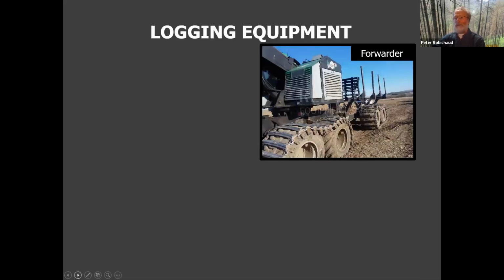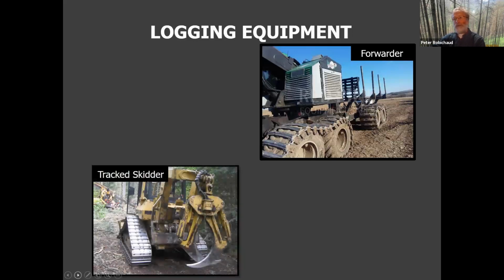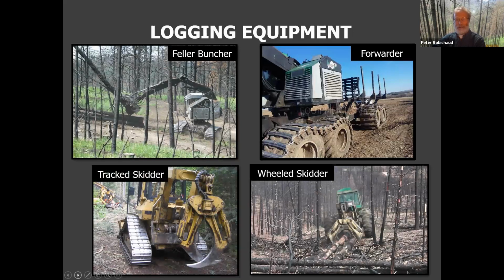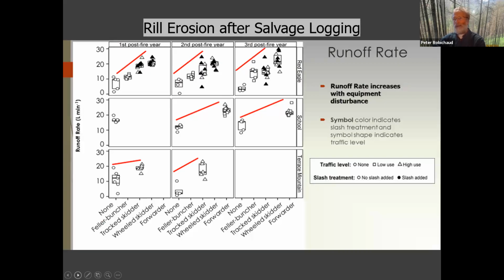So the equipment, we looked at a forwarder, we looked at tracked skidders, and we looked at wheeled skidders and feller bunchers. Okay, so with all of those different pieces of equipment, guess what? They have a different impact on the ground surface, which will influence the amount of erosion that happens. So let's just look at some of our results from our rill experiments.